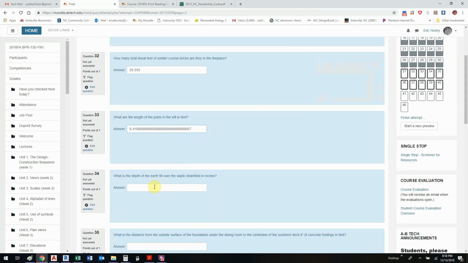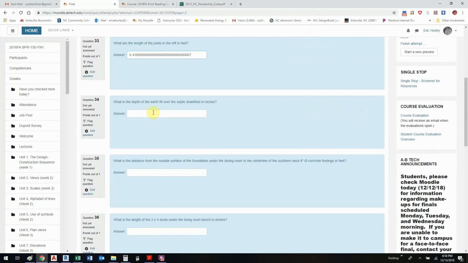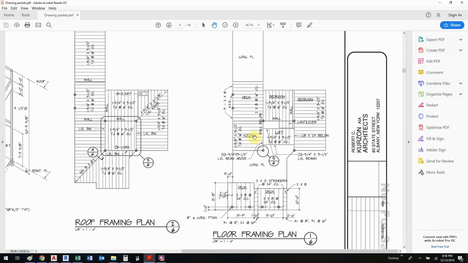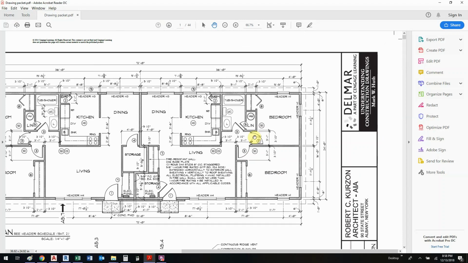Okay. What is the depth of the earth fill over the septic tank? Let's go over to our plans. Go way up top. Too far.